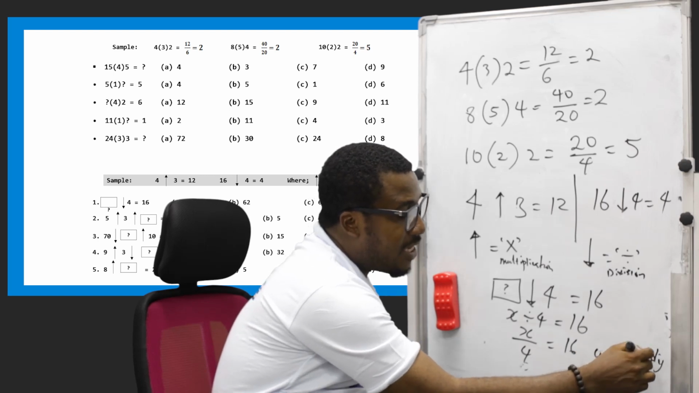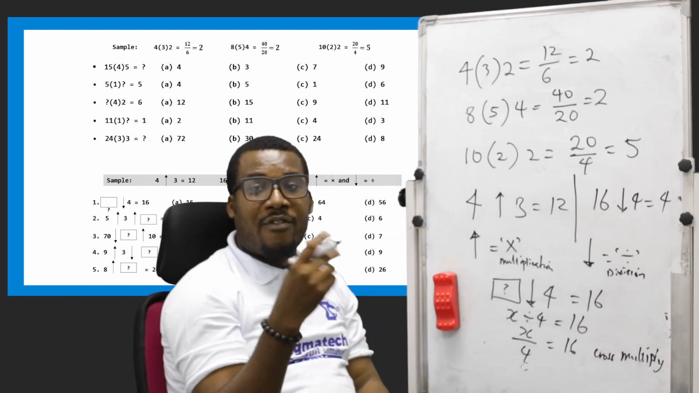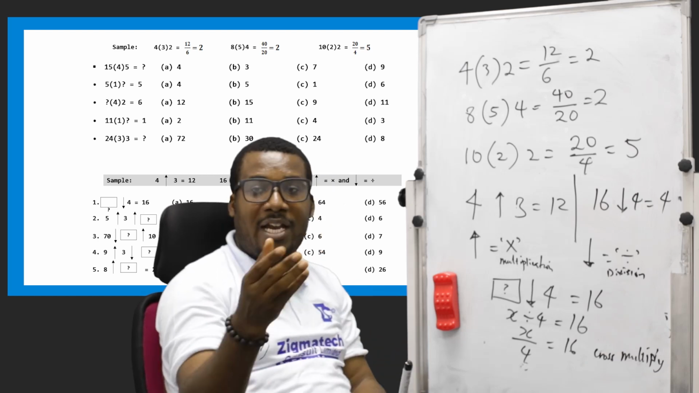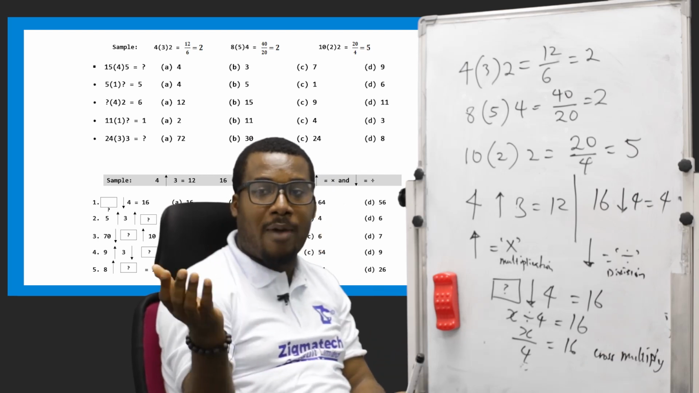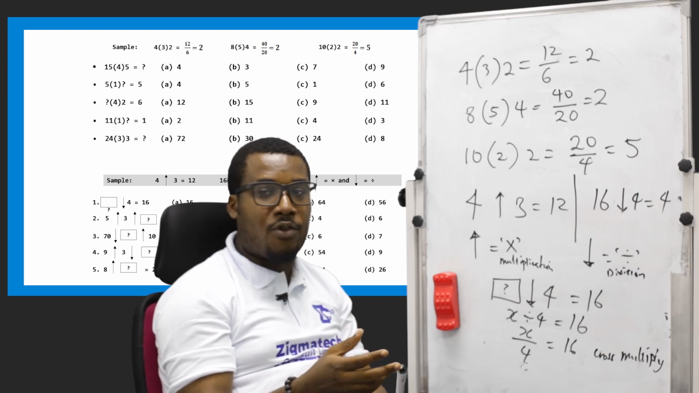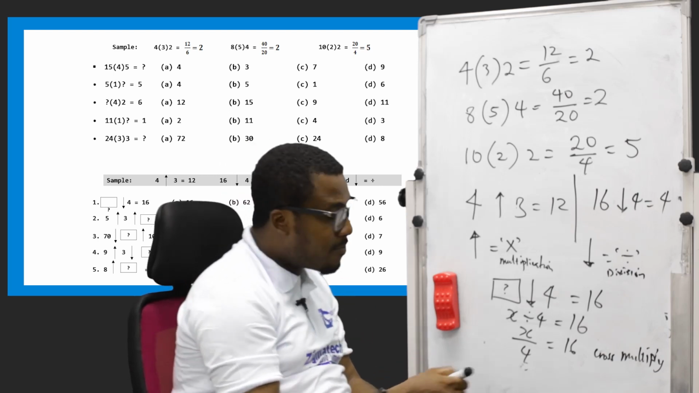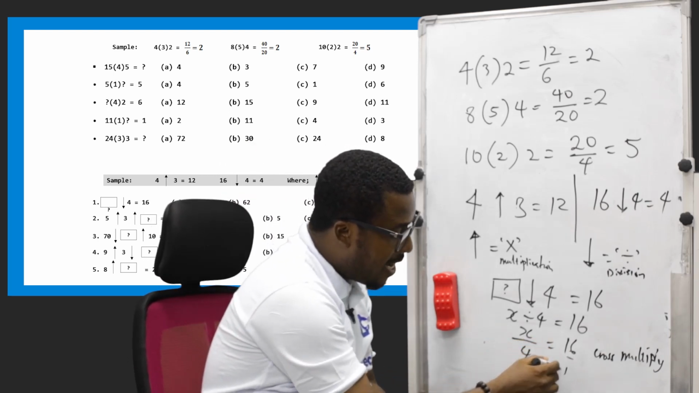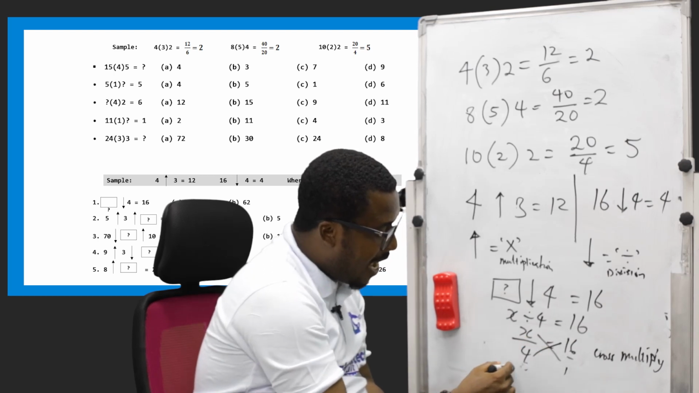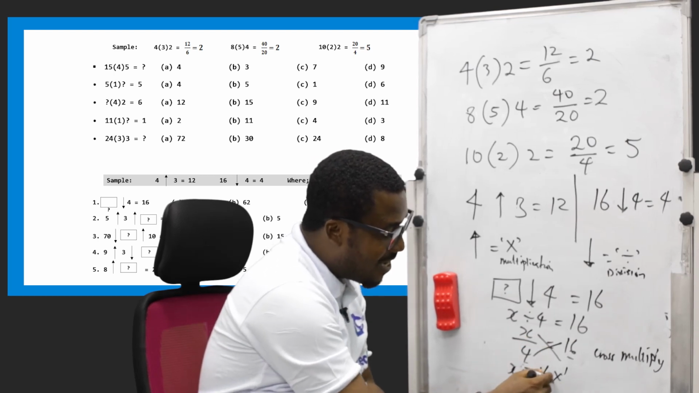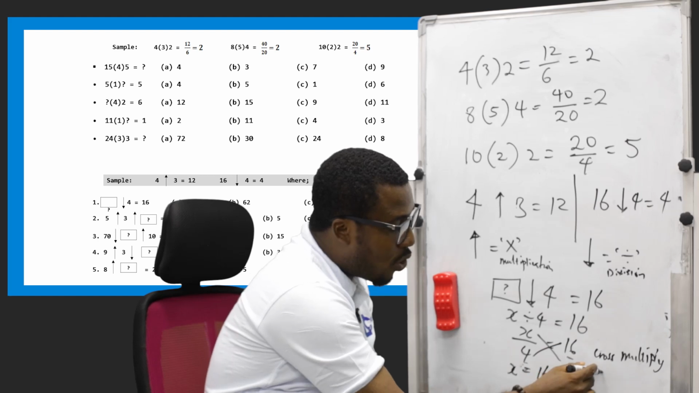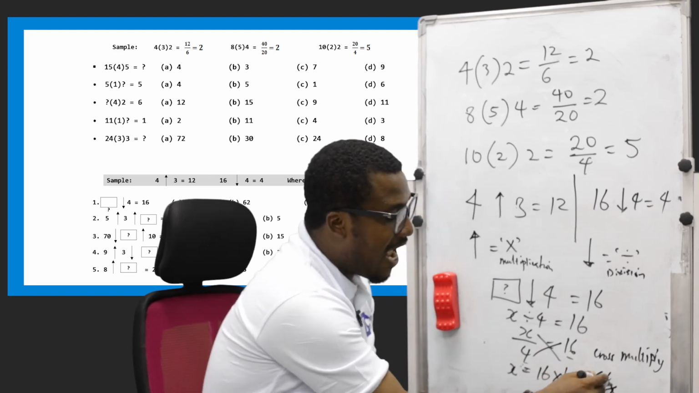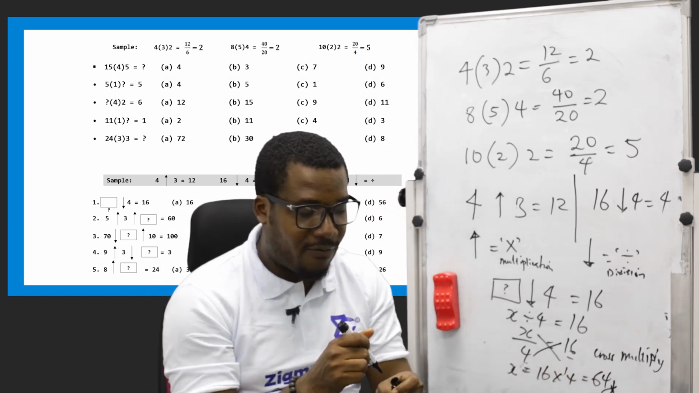Just in case you cannot think that way, and dividing each option by 4, one by one, is too tedious or too long for you, you can use this method, this procedure. So if I cross multiply now, I'll find out that I have x equal to 16 times 4, which is equal to 64. So now I have gotten the unknown to be 64.